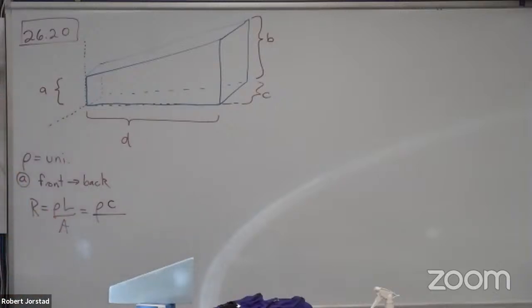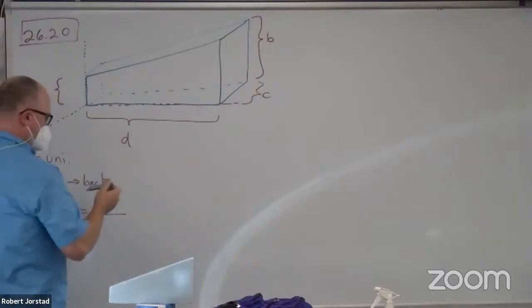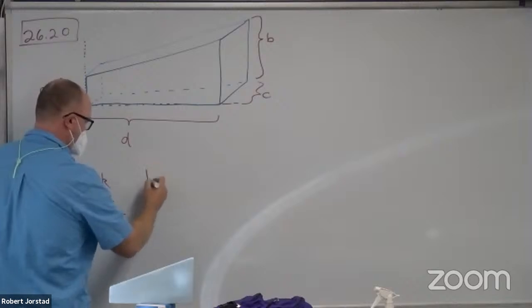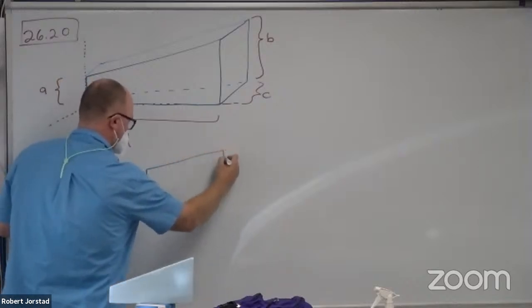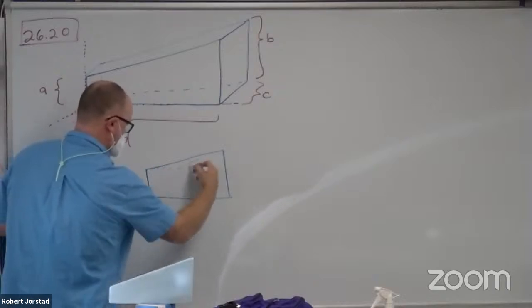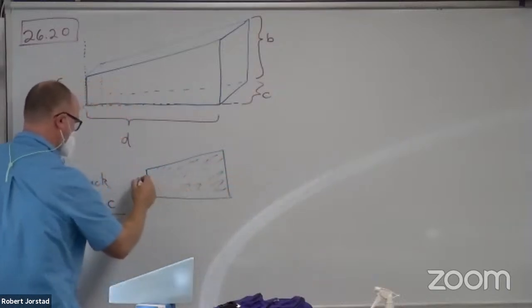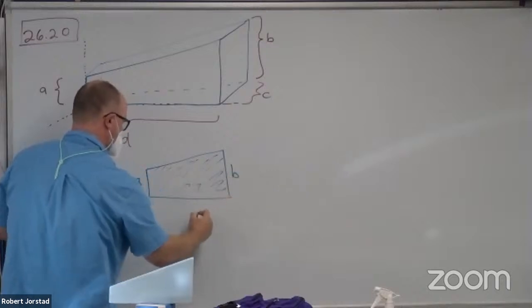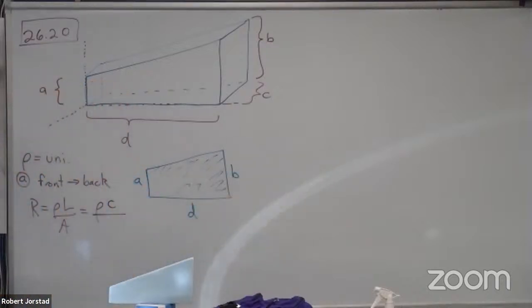How about the area? What is the area of a trapezoid? It's this area, right? I'm going to draw a mini picture. It's this area. That's the cross-sectional area in this case. This is A, this is B, this is D. Does anybody remember the formula? A plus B times height.